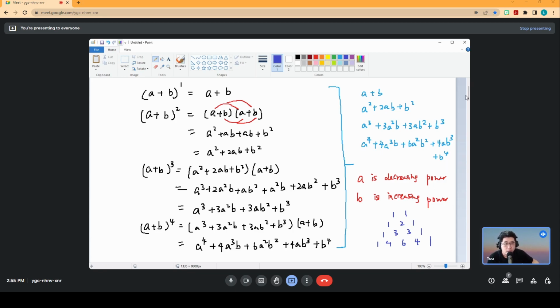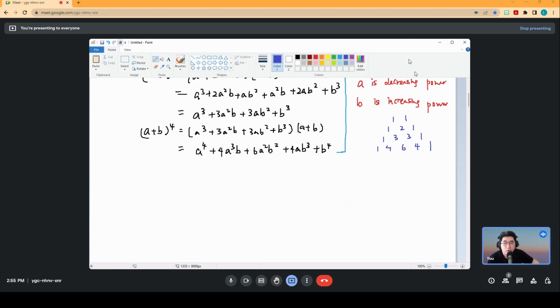How do we actually create these numbers? So you need to know, this pattern here is called a Pascal triangle.